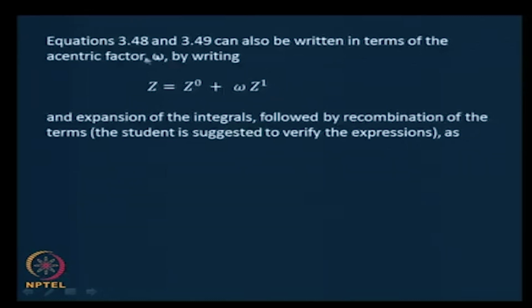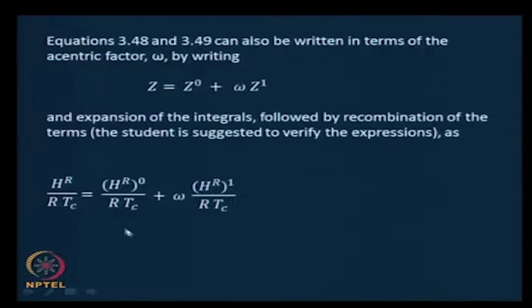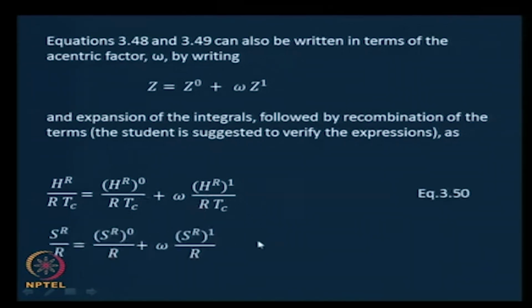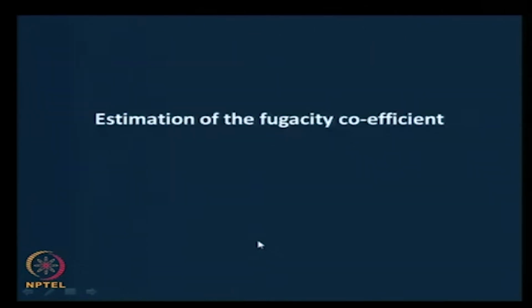And you could use this same formulation to make it more useful in a practical context. Also HR by RTC is HR naught by RTC plus omega times HR1 by RTC. You have HR naught by RTC and HR1 by RTC values tabulated. That is what makes it easier to use, especially since these tabulations are available in your textbook itself.